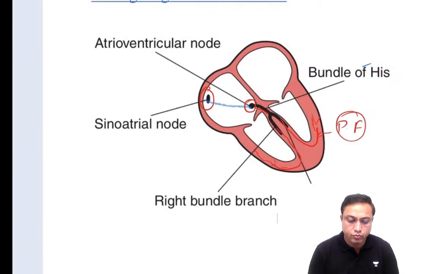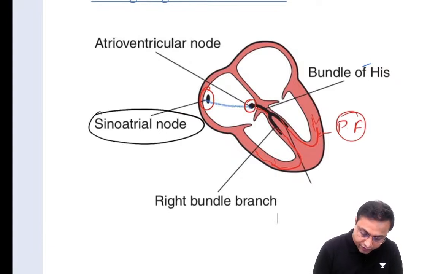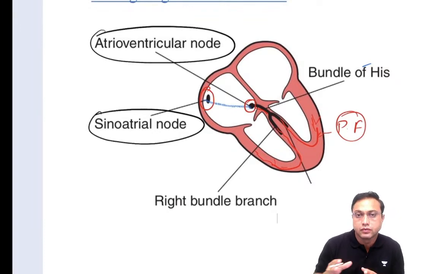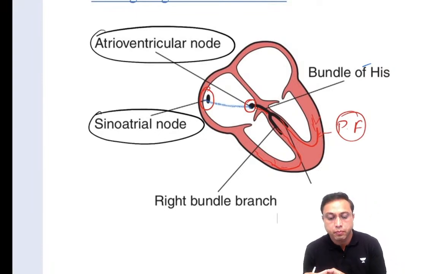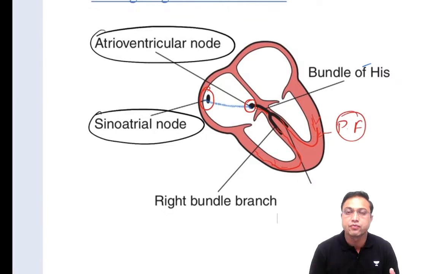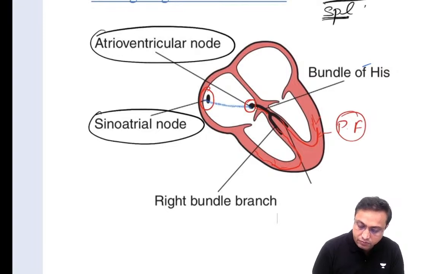But yes, one thing I wanted to make very clear is that with the SA node and AV node, we can divide the parts of the heart into two important parts. One will be a specialized part for impulses, and one will be the contractile part of the heart. How do we segregate this? Simply, my dear friend, the SA node and AV node are specialized parts of the myocardium. Right?